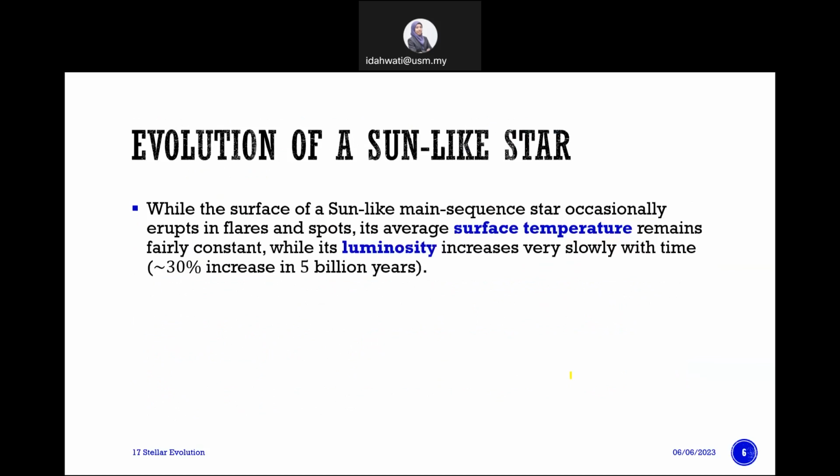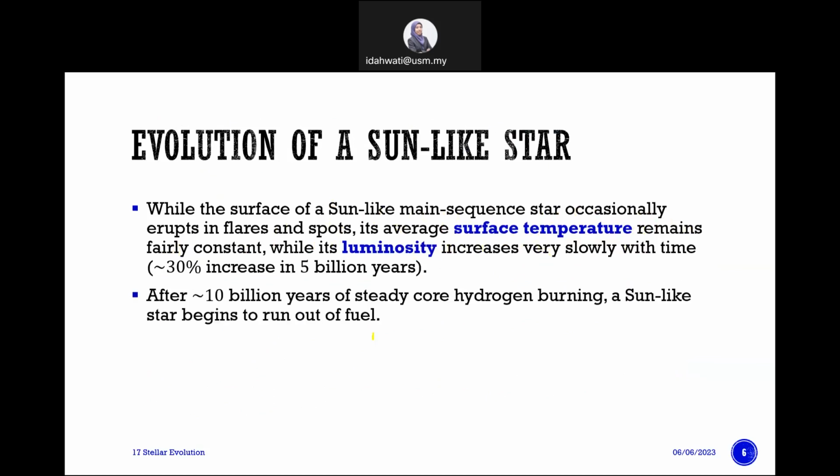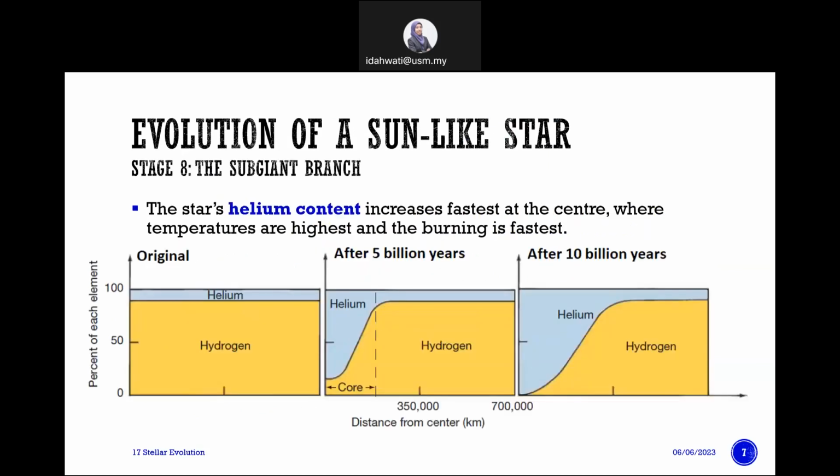Okay, so while the surface of a sun-like main sequence star occasionally erupts in flares and spots, the average surface temperature remains constant, while the luminosity increases very slowly with time. So after 10 billion years of steady core hydrogen burning, a sun-like star begins to run out of fuel.